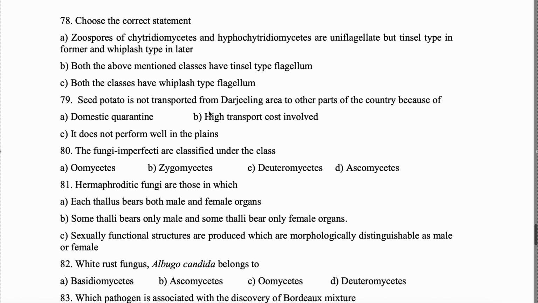Question 78. Choose the correct option. Option A, zoospore of Chytridiomycetes and Hyphochytridiomycetes are uniflagellate but tinsel type in former and whiplash type in latter. Yes, it is correct, but let us see the other two options. B, both the above mentioned classes have tinsel type flagella. Not right. Option C, both the classes have whiplash type flagellum. Again, not right. So the answer is option A.